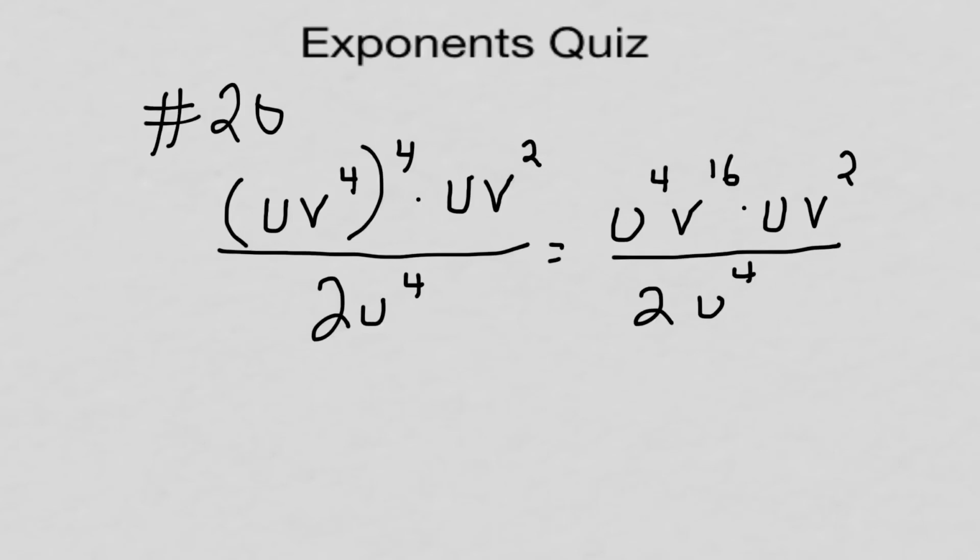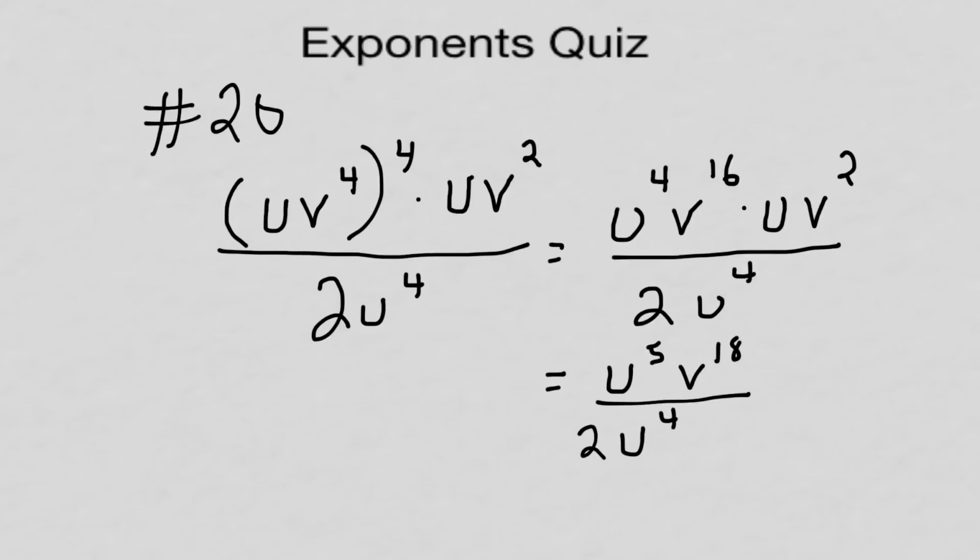All right, let's combine on the top. We got u to the fourth times u. That's going to give us u to the fifth. And v to the 16th times v to the second, adding those exponents, we end up with v to the 18th. All of that over 2 u to the fourth.